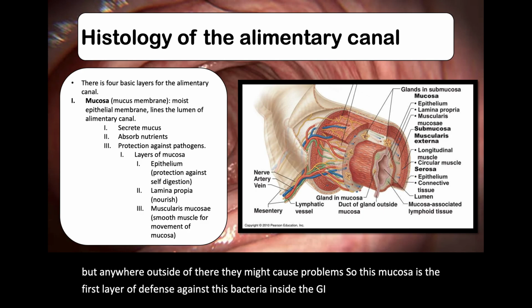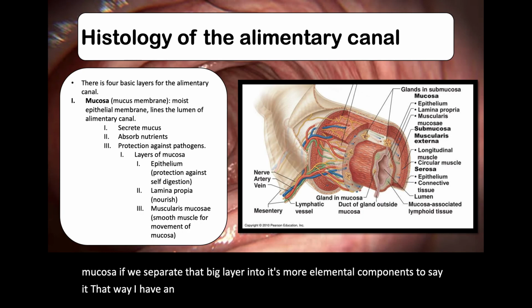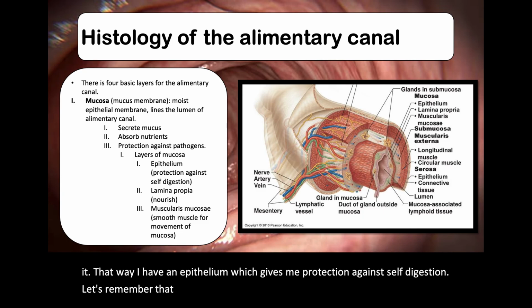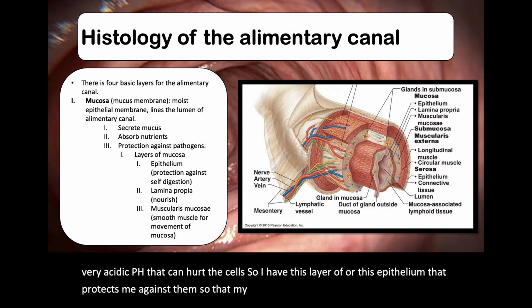The layers of the mucosa, if we separate that big layer into its more elemental components, to say it that way, I have an epithelium, which gives me protection against self-digestion. Let's remember that we have in there gastric juices, a very, very acidic pH that can hurt the cells. So I have this epithelium that protects me against that, so that my own cells are not digested by my GI tract.